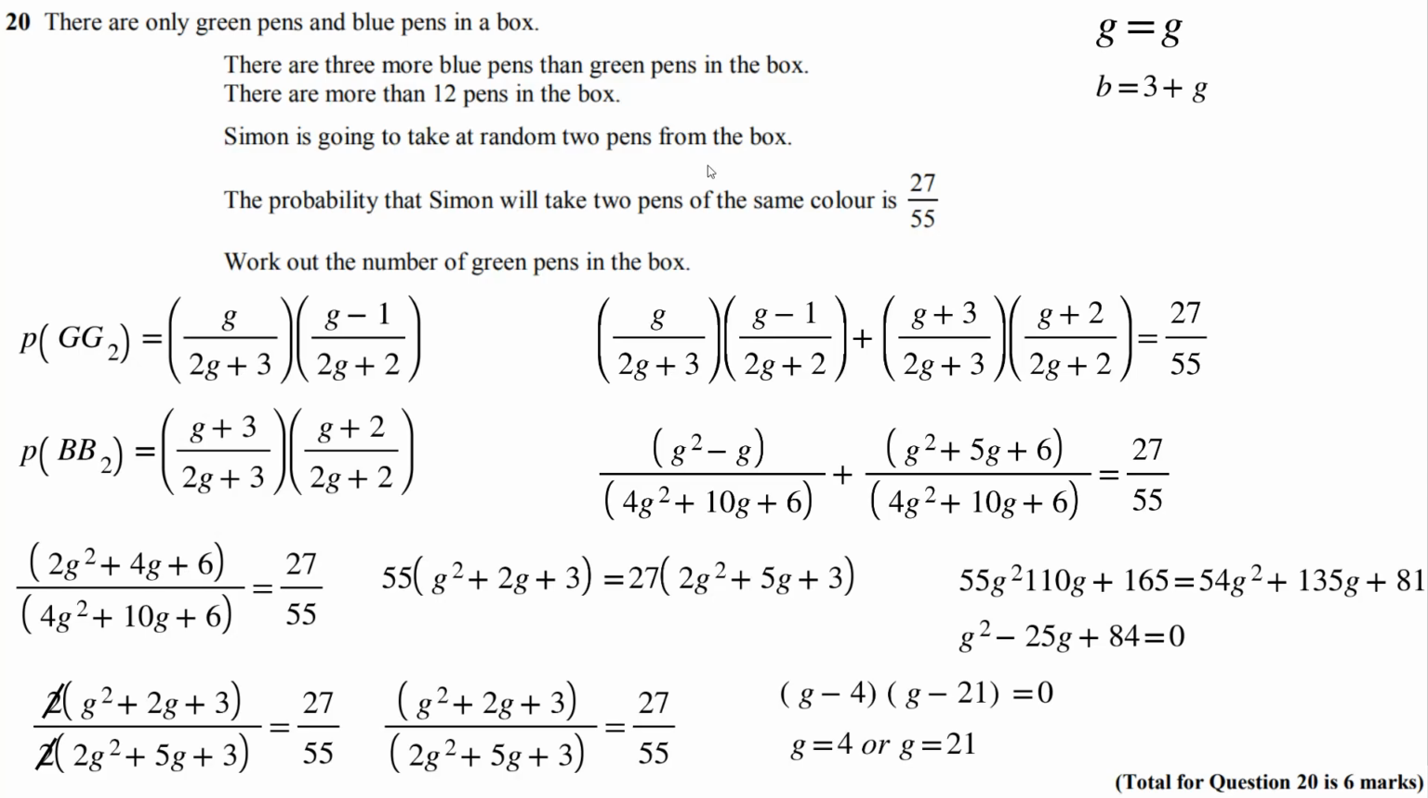And to be able to discard one of them, we just need to look back at what the question tells us. So there are more than 12 pens in the box. So let's just test. Obviously, you might tell straight away here that g is just equal to 21. But the reason why g is not equal to 4 is because if we have 4 greens, then that means we're going to have 7 blues. 3 plus 4 is 7. So 4 plus 7 is going to be 11. But that's not more than 12. That's less than 12. So we can't use that solution. So the number of green pens, because the total cannot be less than 12, has to be 21.